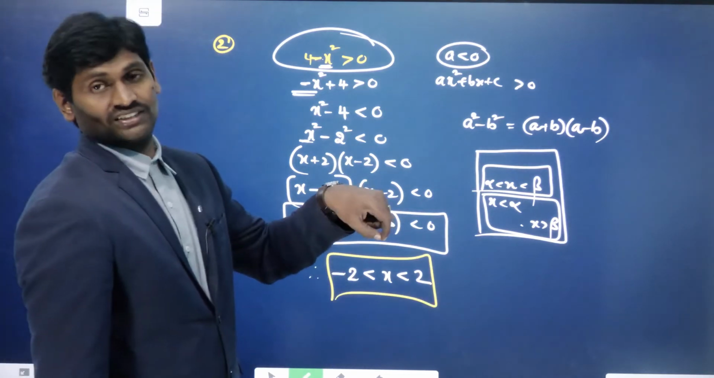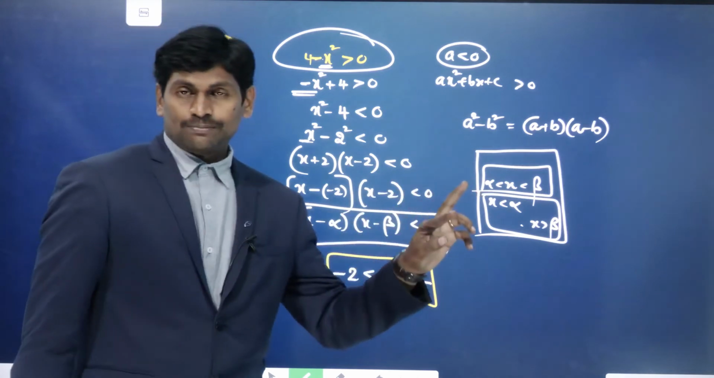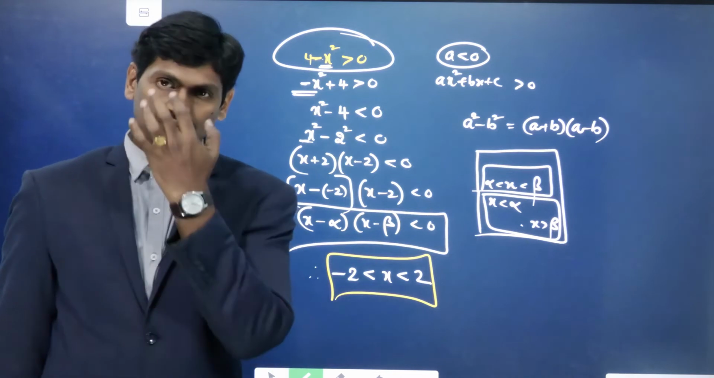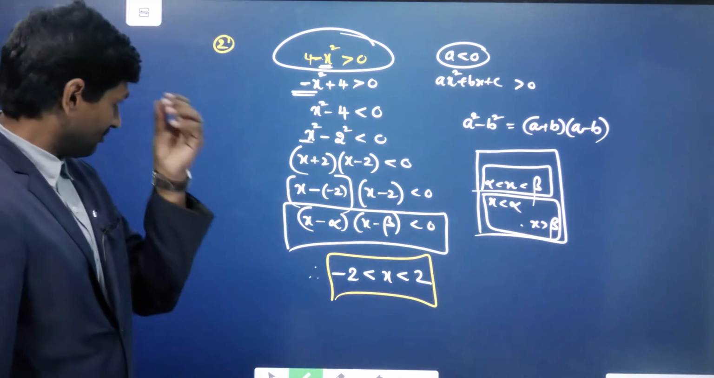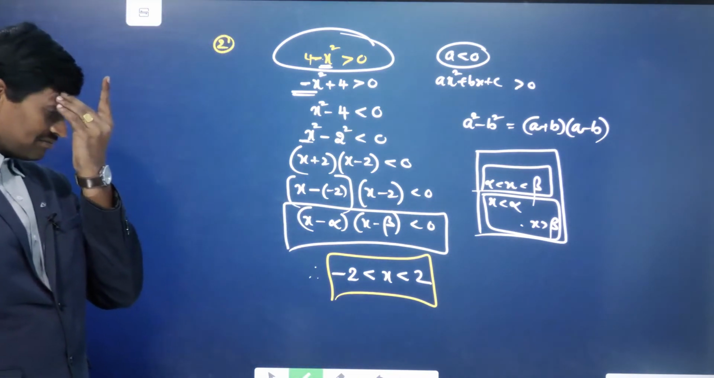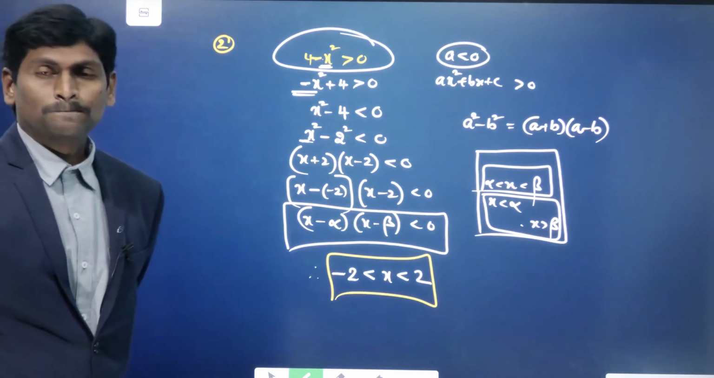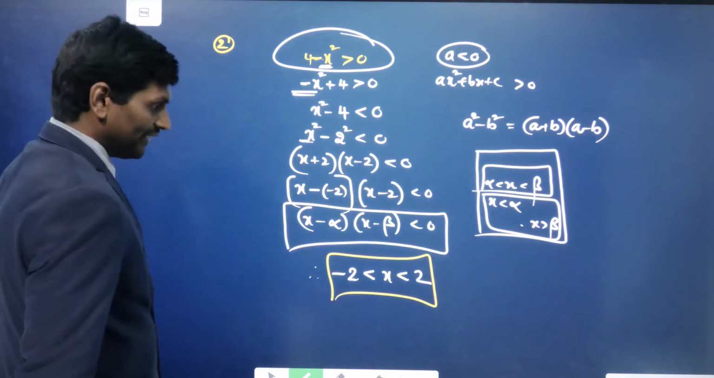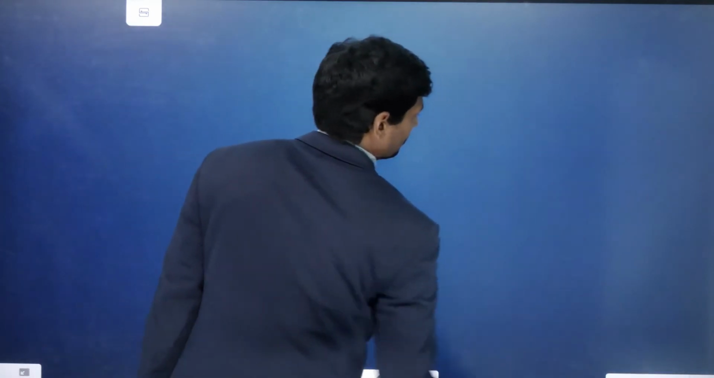With the condition that a and the expression have opposite sign, with that condition we have concluded the solution. Okay? Yeah, please check. Yeah, I am going for the next question. Third one.